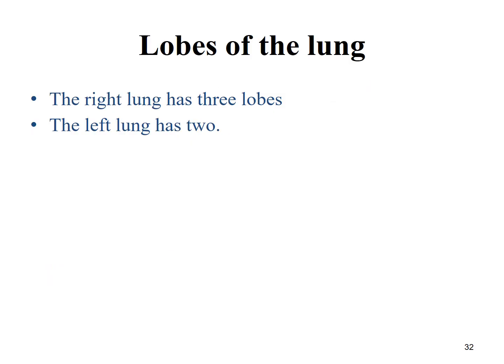The right lung has 3 lobes. Due to location of the heart, the left lung has 2.